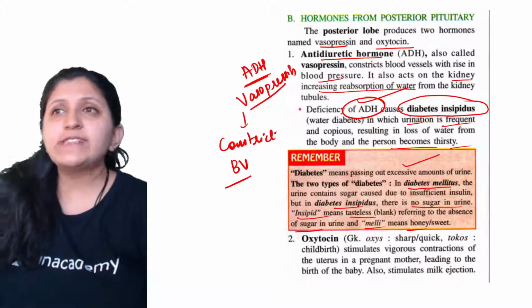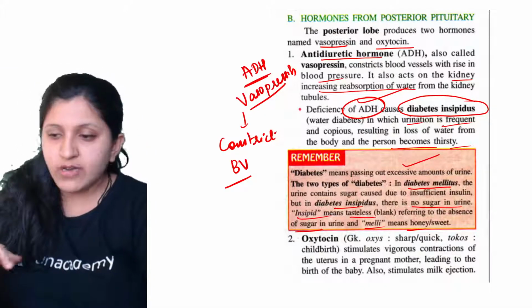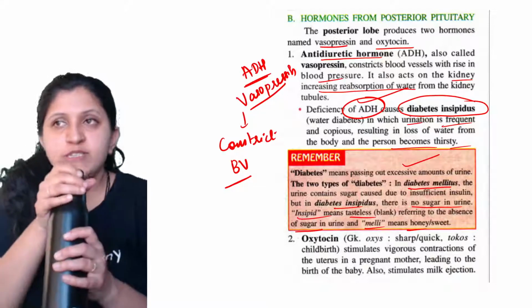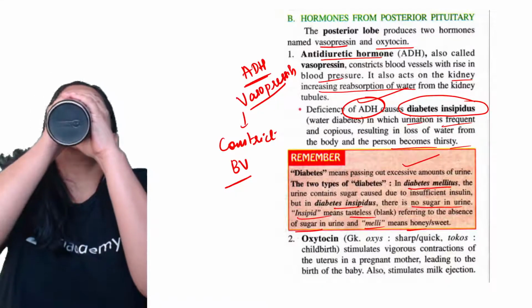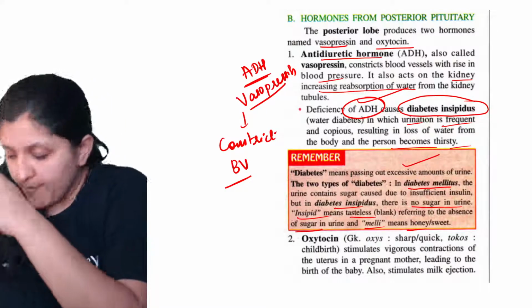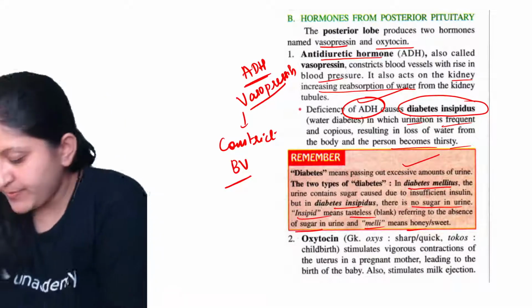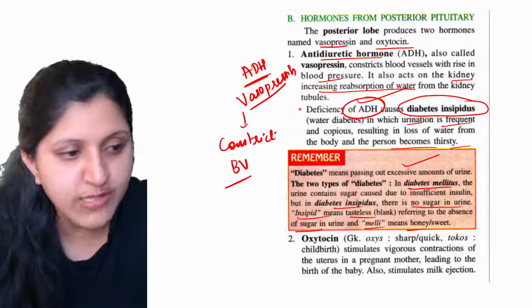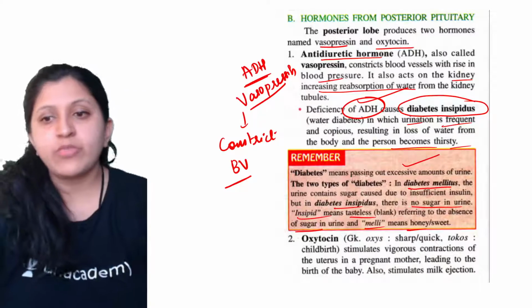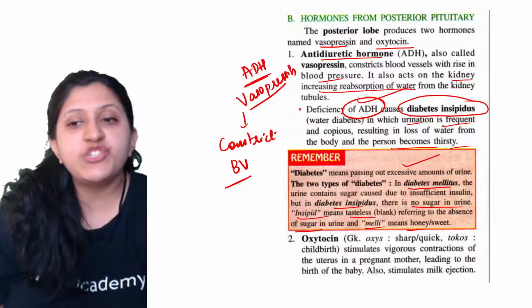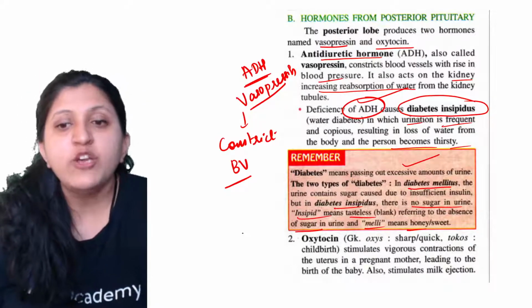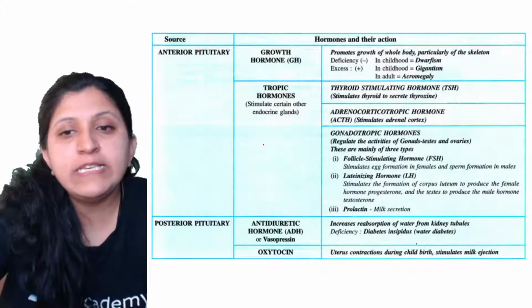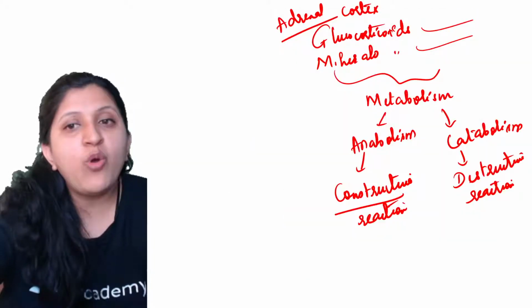Okay, so the next hormone is oxytocin. We will discuss this one also. I'll just say what exactly the function of oxytocin is. In the case of oxytocin, oxy means sharp or quick, and tocos means childbirth. So oxytocin hormone release occurs mainly for childbirth.